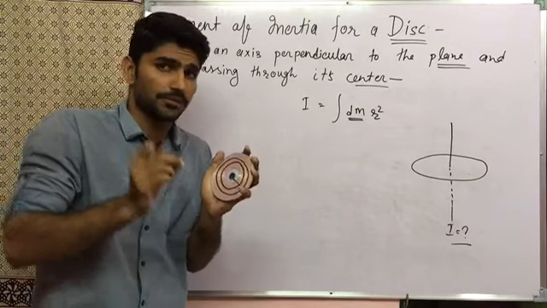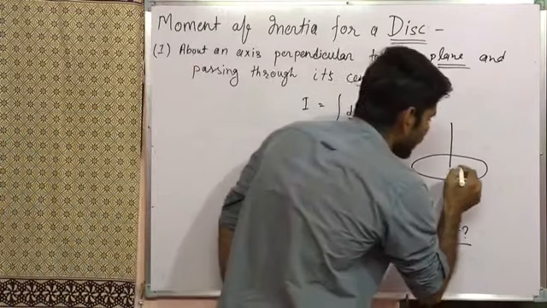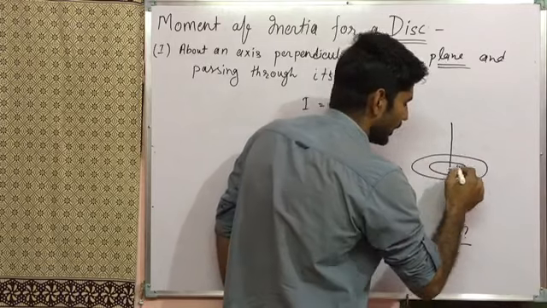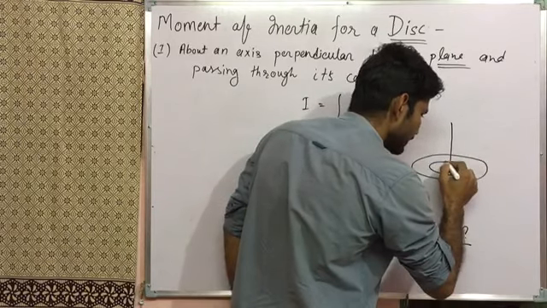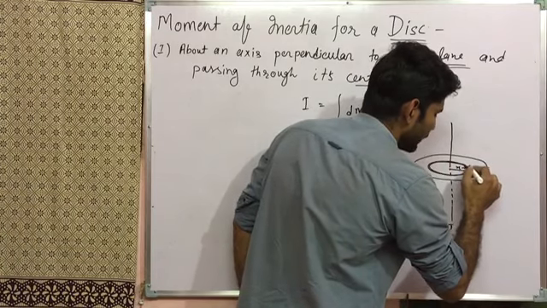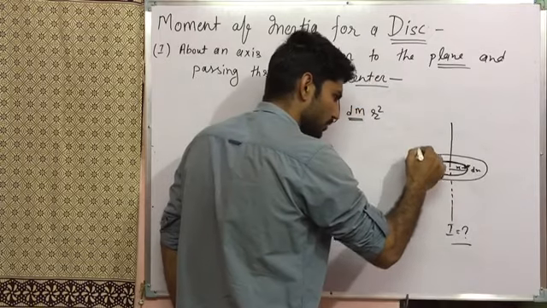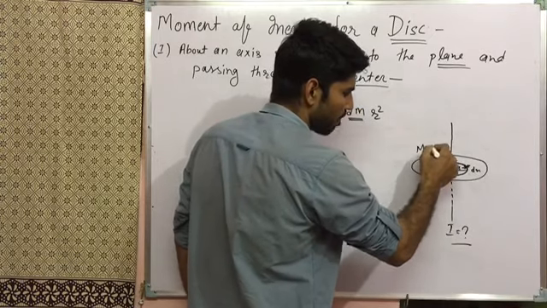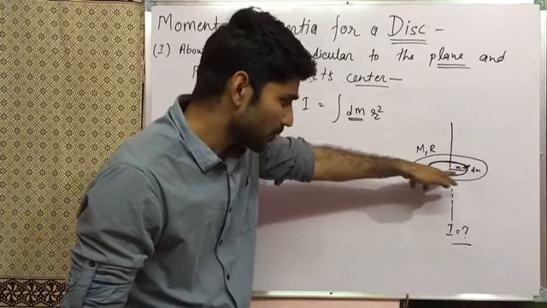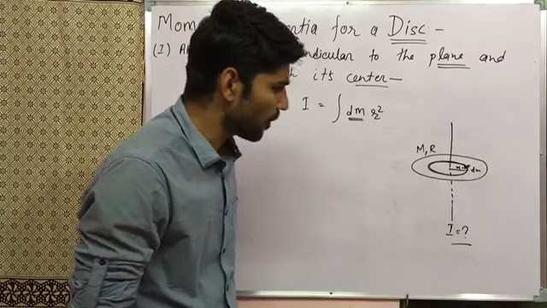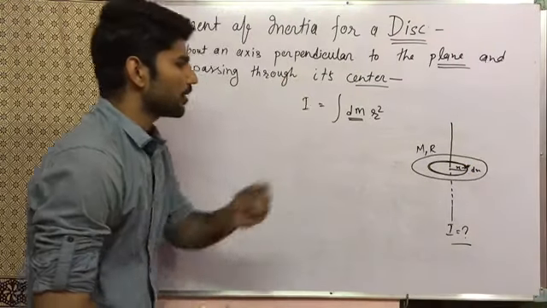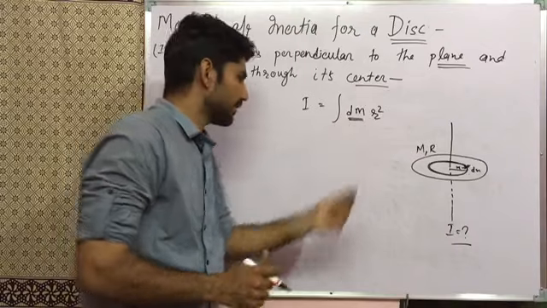So for the small mass component, we assume a ring of radius small x, and we assume that the thickness of this small ring component is dx. We also assume that the mass of this complete disk is M and the radius of this disk is capital R, the radius of this small ring component is small x, and the thickness of this ring component is dx. So first we need to determine the dm for this integration.